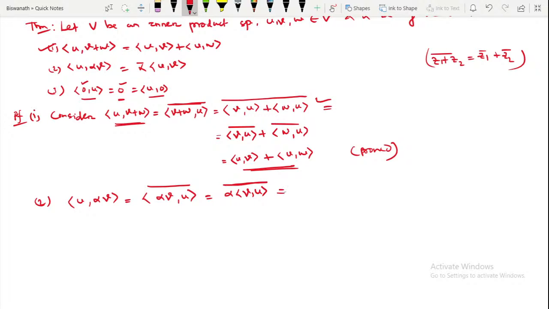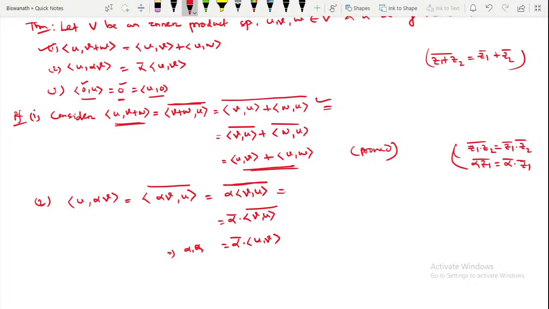We already know that the conjugate of z1 times z2 is the conjugate of z1 times the conjugate of z2. So I can write this as alpha bar times the conjugate of the inner product of v, u, and the conjugate of v, u is the inner product of u, v. Okay, this is now proved.